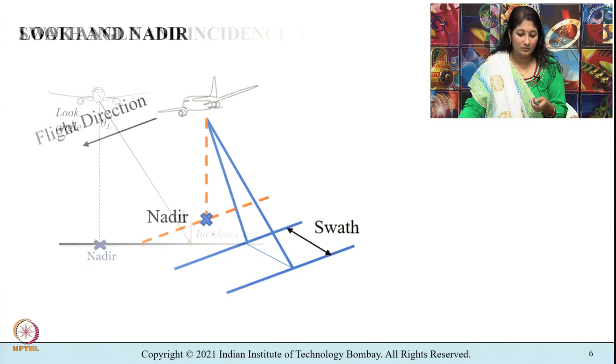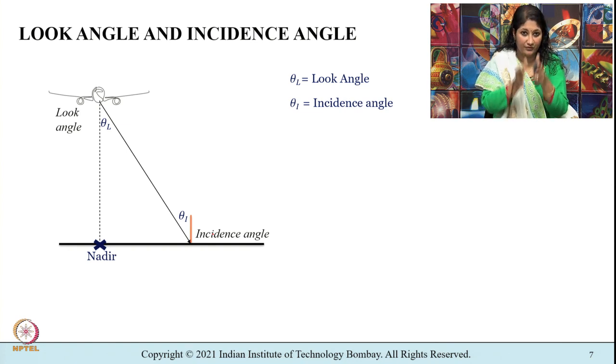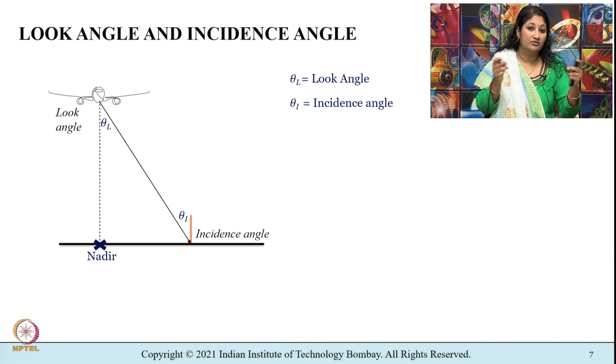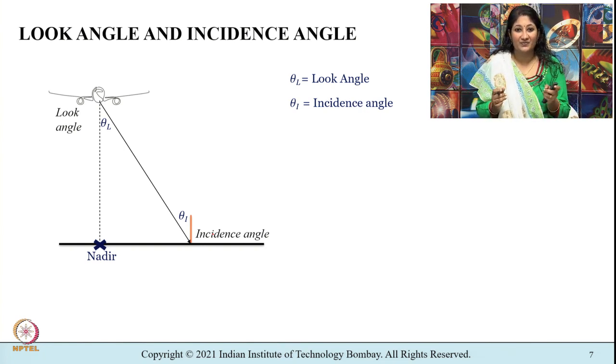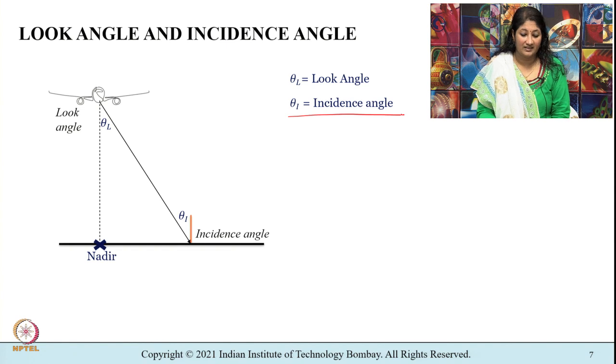Now, all the SAR sensors are side looking sensors, as in they won't be transmitting microwave pulses vertically, but they'll be transmitting them sideways to the direction of movement of the platform, which means, as I mentioned earlier, either to the left side or to the right side. Here, two angles are being shown in the slide in front of you. One is theta I, incidence angle. Another is theta L, that is look angle.